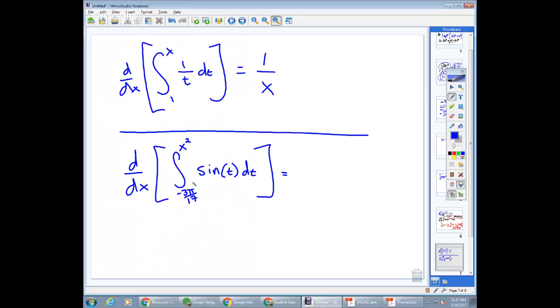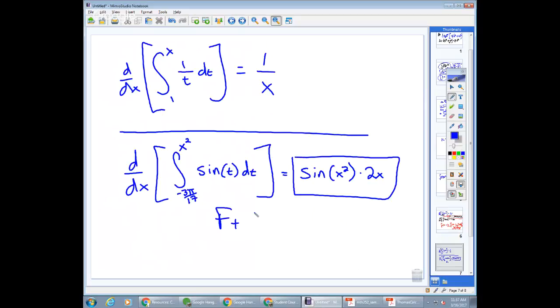Does the constant lower boundary really matter? Answer is no, because I'm taking the derivative. So the fundamental theorem of calculus says take the original function, sine, plug in your upper endpoint, x squared, but then the chain rule pipes in and says, hey, my turn, take the derivative of that upper function, which is 2x. So that would be the result here. And that's according to the fundamental theorem of calculus part 1.